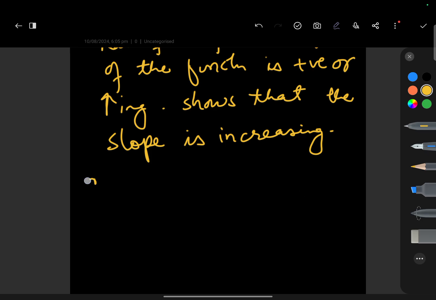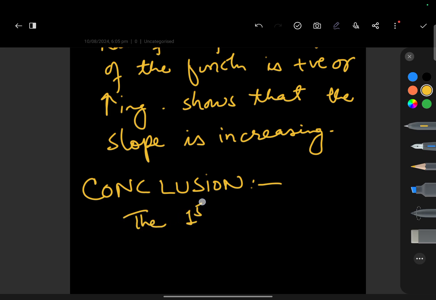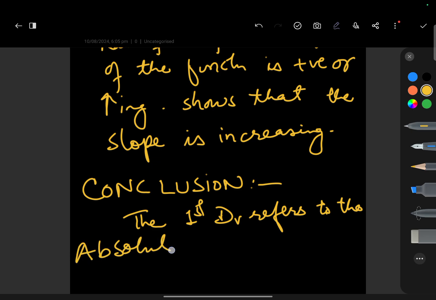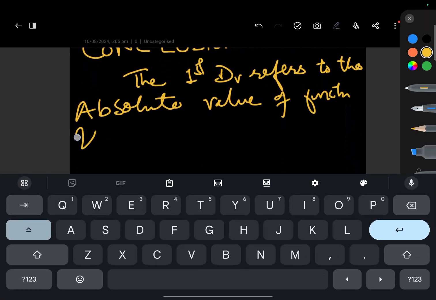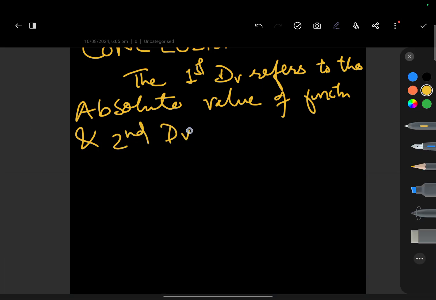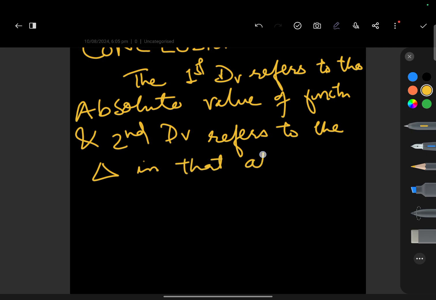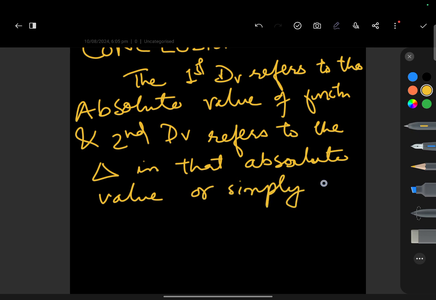So we can conclude that the first derivative refers to the absolute value of the function, and the second derivative refers to the change in that absolute value, or simply the slope of the curve.